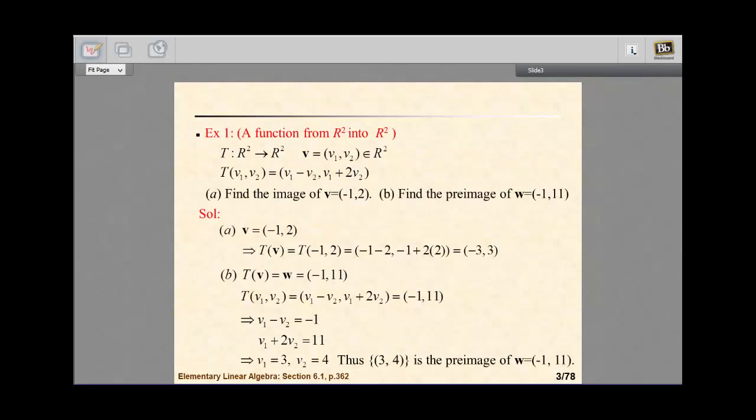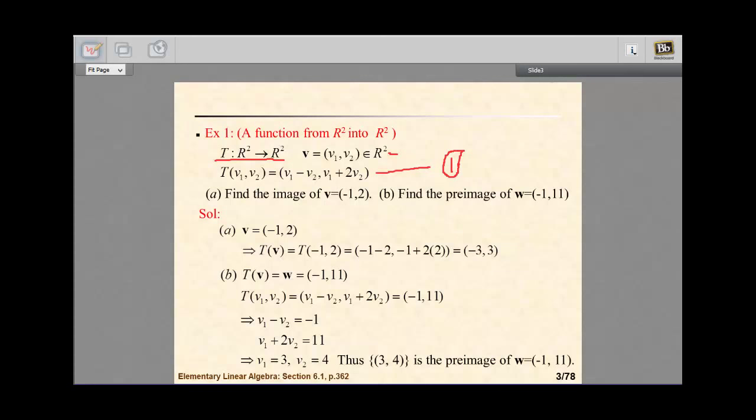So now let us see a small question. From this small question you can understand. The question says: a transformation T from R² to R², such that for v = (v1, v2) belonging to R², the transformation T(v1, v2) is equal to (v1 minus v2, v1 plus 2v2). So this is the transformation that is given.